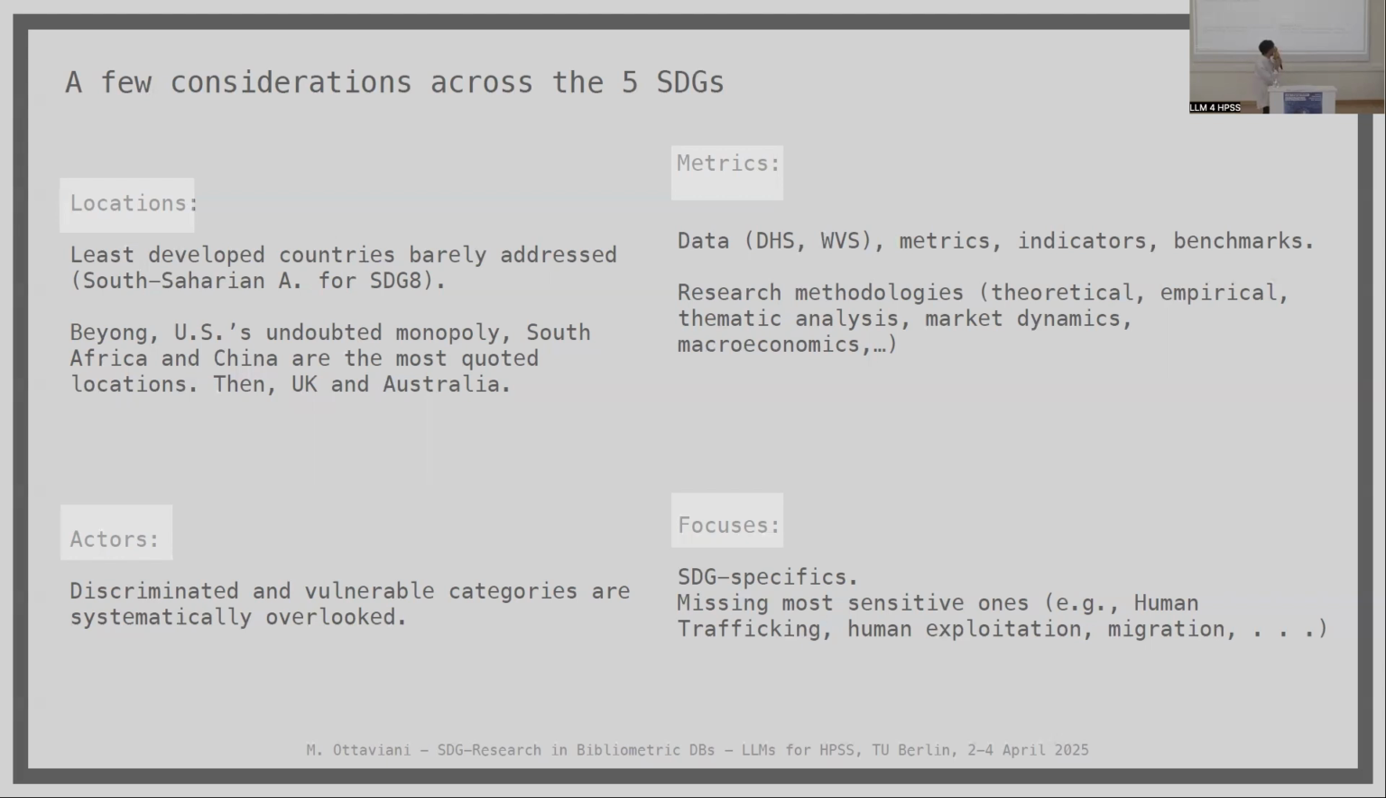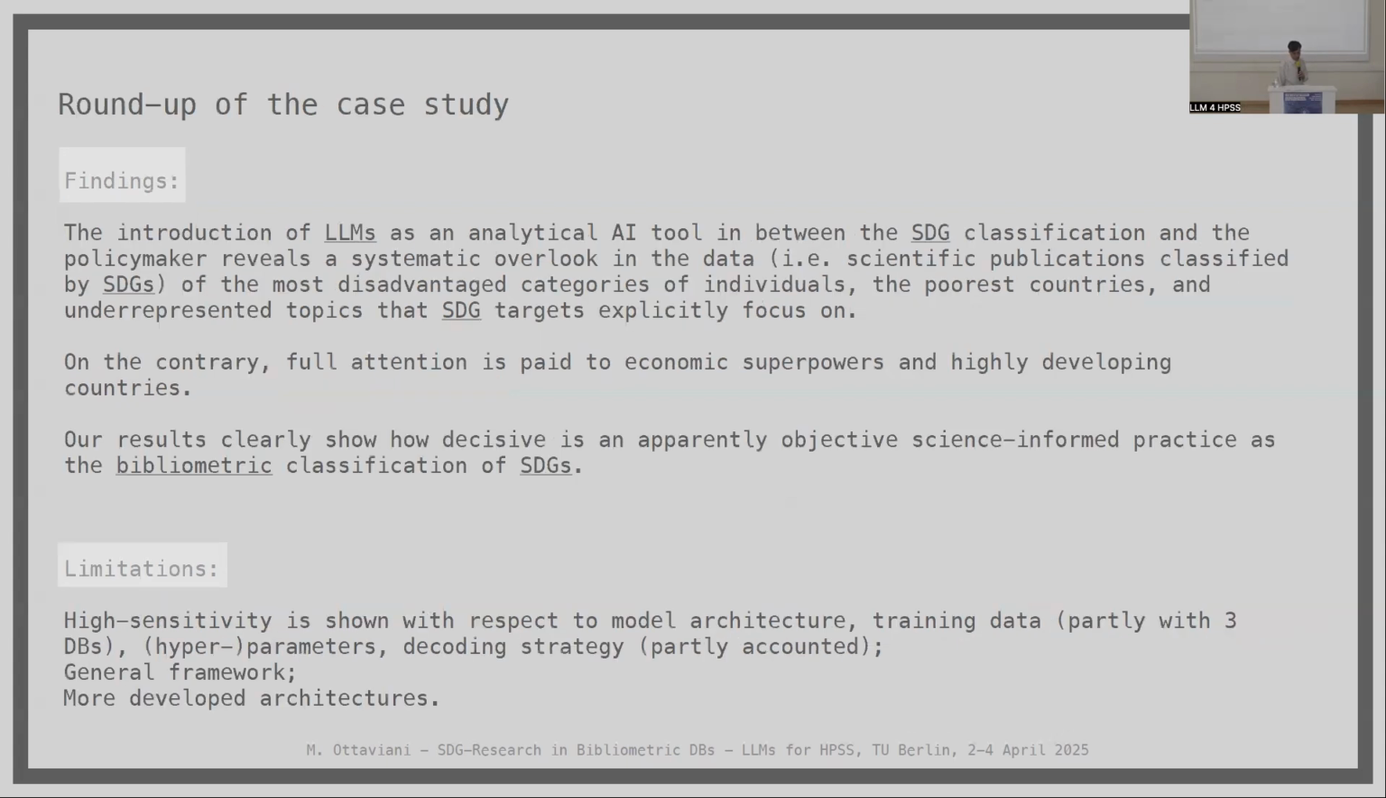Another remarkable result was that for 3 different SDGs, you could distinguish a very theoretical approach by Web of Science and a way more empirical one from the other 2, Scopus and OpenAlex. This is a roundup of findings. I would say that the main result was this systematic overlook in the data about the actors that I mentioned, poorest countries and the unrepresented topics.